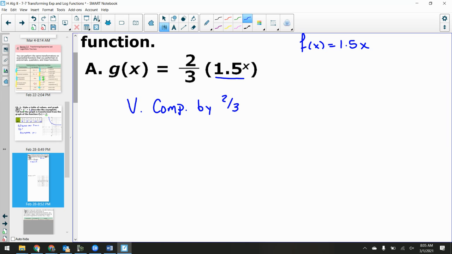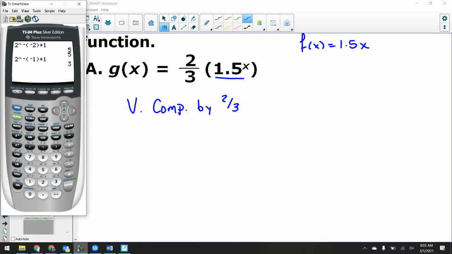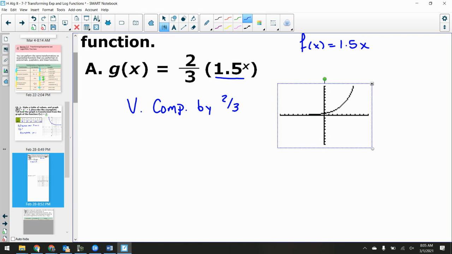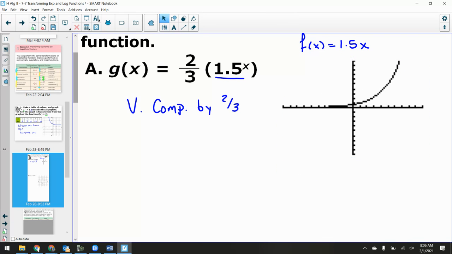Okay. Well, let's take a look here. I don't have an actual graph on here because I wanted to show you that you can use your graphing calculator. So you can just sketch this onto your graph. But I've got here 2/3 times 1.5 to the x. Zoom 6. Okay, so here's my graph. And you can just transfer it onto your paper there.